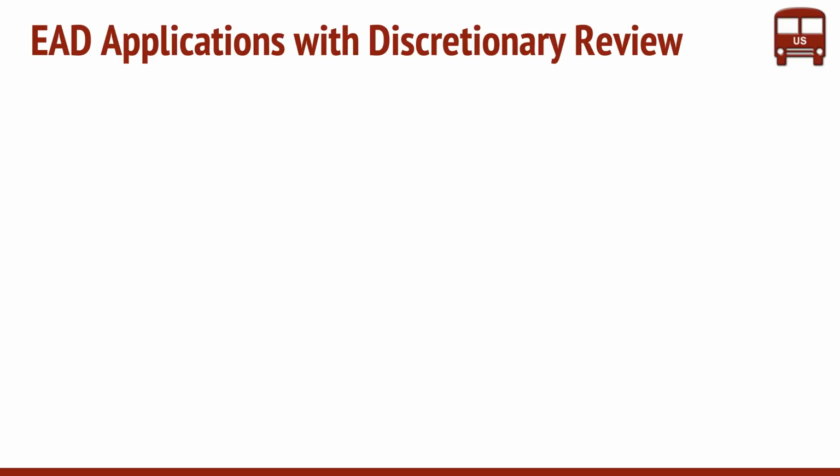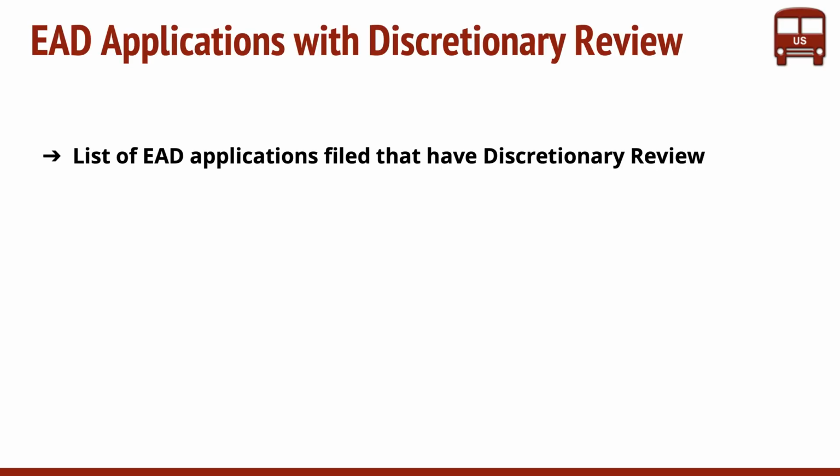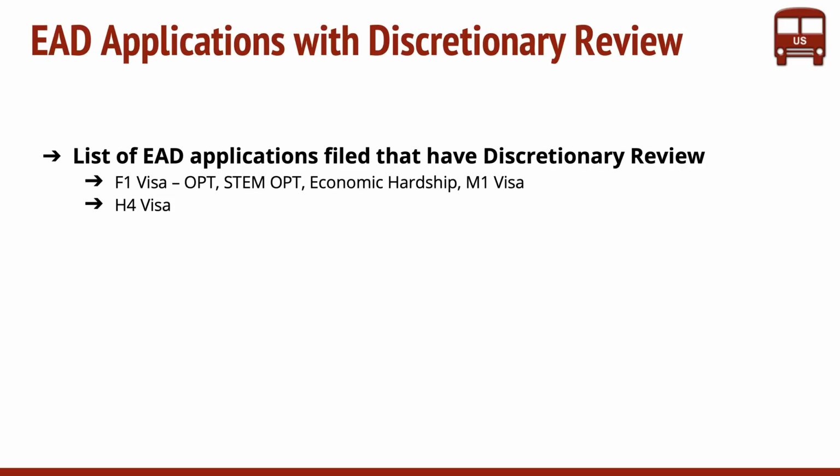Now, if you look at the context of the policy alert, it is actually tied to employment-based applications, and Trump wanted to look at them closely. So they've added some clauses covering the EAD applications that have discretionary review, and all of the ones that fall under these. So F1 visa, either STEM OPT or economic hardship. If you're an F1 student and you're having economic hardship, you could get that, or M1 visa holders.